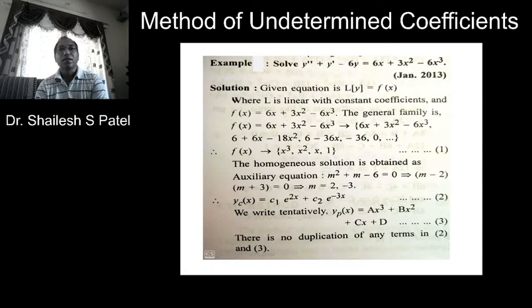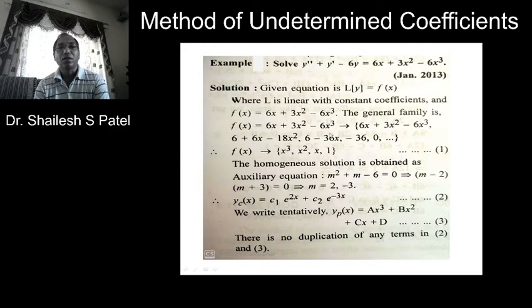Let us consider another example. Here you can see the equation is second order. On the right hand side we are given 6x plus 3x² minus 6x³. As usual, we continue the example by writing the given equation in the form L of y equal to f(x), where f(x) means the right hand side, 6x plus 3x² minus 6x³.